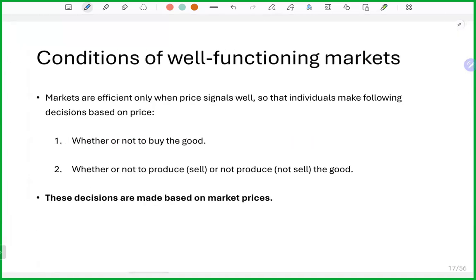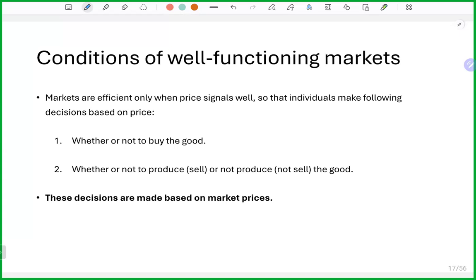So, conditions of well-functioning markets. You should make your decision based on price. Price should adjust accordingly, flexibly. Markets are efficient only when price signals what? Because you make the decision of whether to buy the good or not based on the price. Whether to enter the market or not also depends on the price. These decisions are made based on the market price.